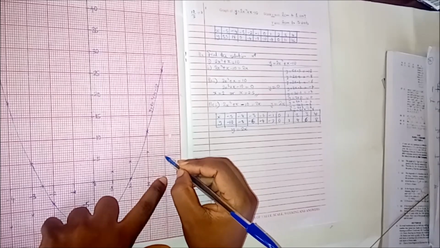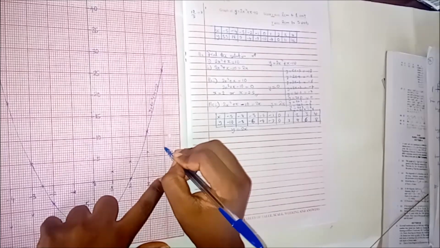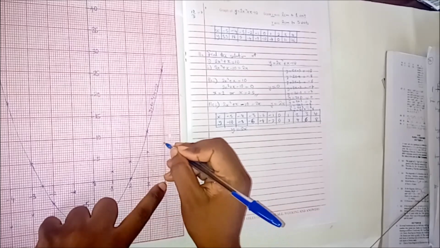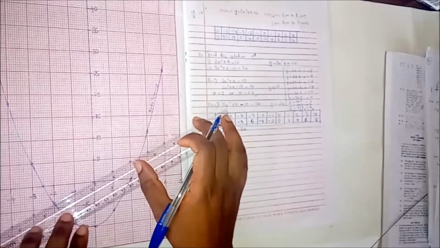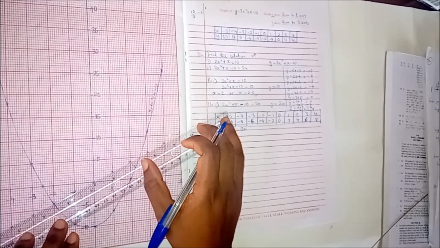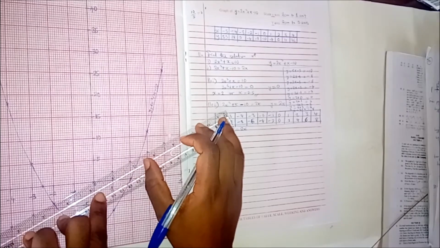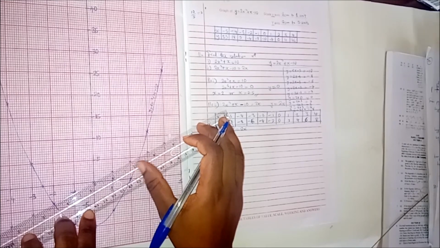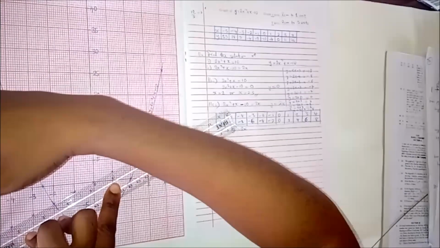This is x at 4. This is 5, 6, 7, and 8. So this is 8. When x is 4, y is 8. So here we're going to draw a straight line and try to get all the points. All right, I think this should do.